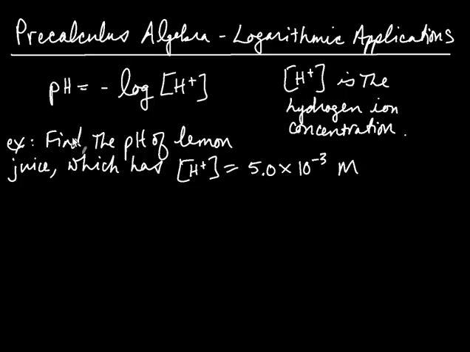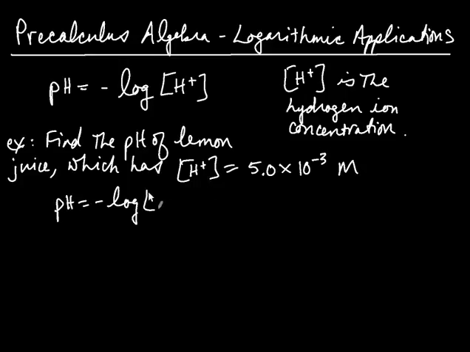So let's go ahead and do that now. For example, find the pH of lemon juice, which has a hydrogen ion concentration of 5.0 times 10 to the negative third. This is called molarity, and it's moles per liter. So this is just a measure of the hydrogen ion concentration. These are the units. So the way we're going to find the pH is use this definition. The pH is equal to the negative of the log, and here we're given the hydrogen ion concentration.